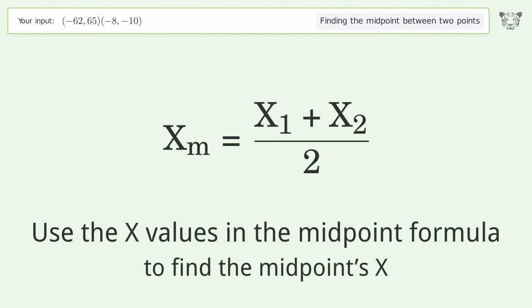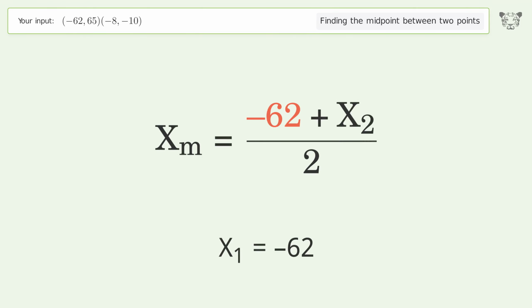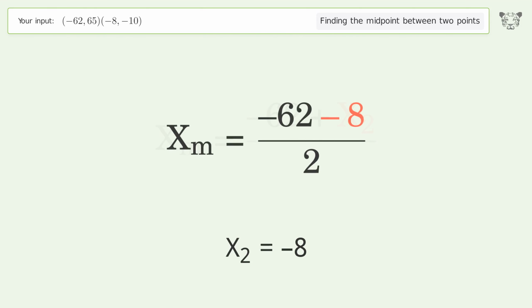Use the x values in the midpoint formula to find the midpoint's x. x1 equals negative 62. x2 equals negative 8. Simplify the arithmetic.